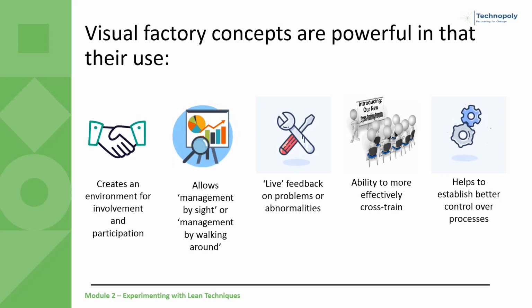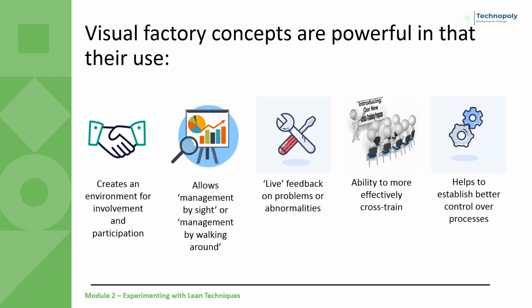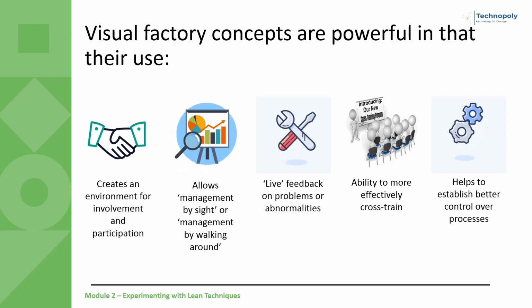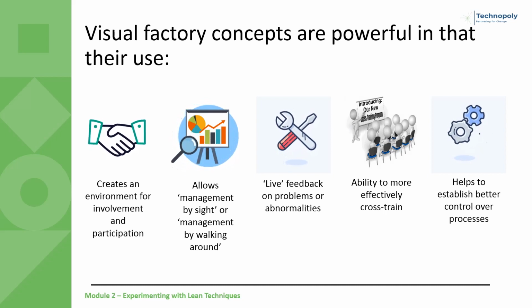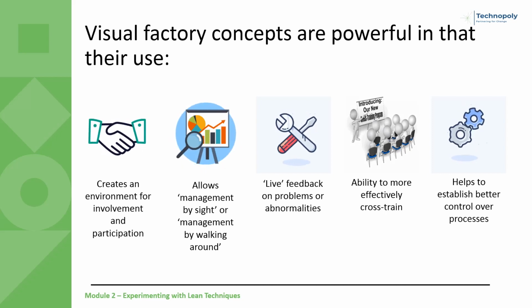Helps to establish better control over processes. Visibility of the process helps in making the normal situations obvious so that any abnormalities would stand out, triggering immediate controls to be put in place.